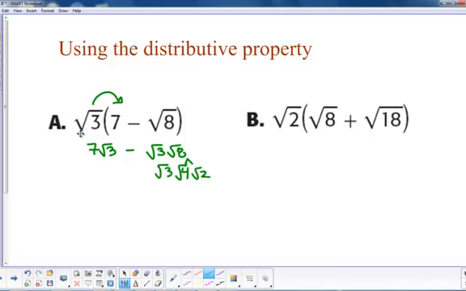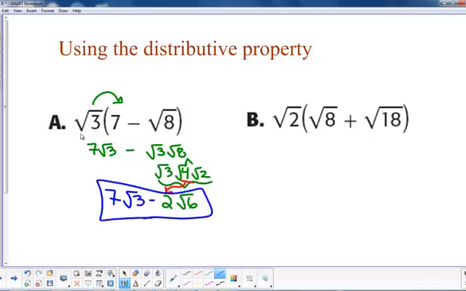So this really all simplifies to 2 root 6. 2 because of the 4. And root 3 and root 2 are left over. So root 3 times root 2 is root 6. And over here, we have 7 root 3. Since these are not like terms, we cannot put them together. That root 2 and root 3 make a root 6, so that's our final answer.